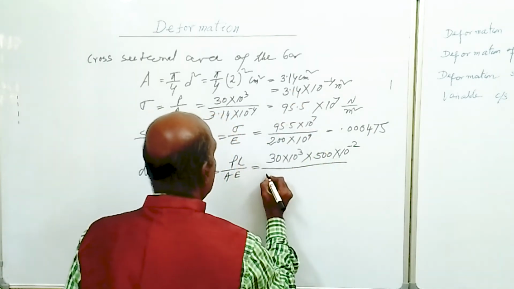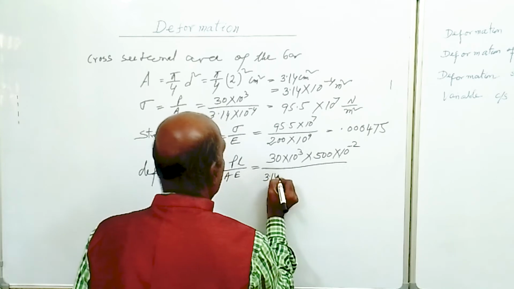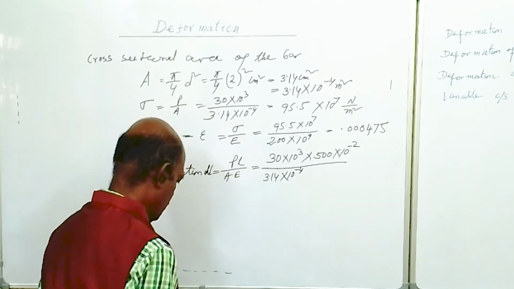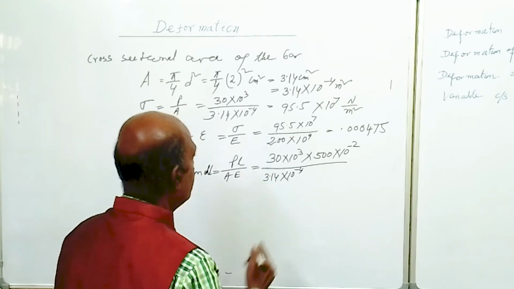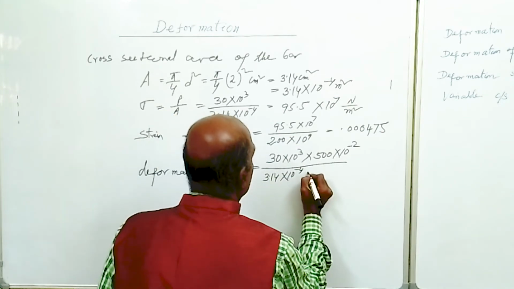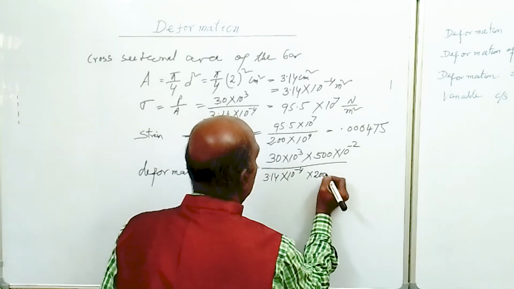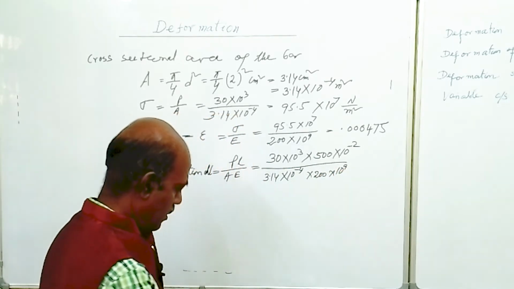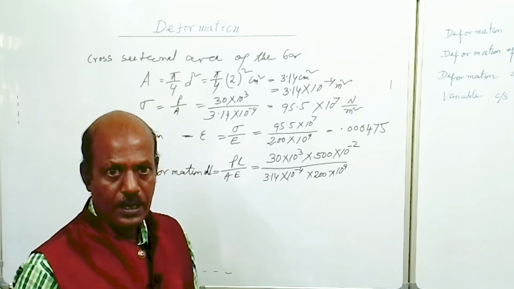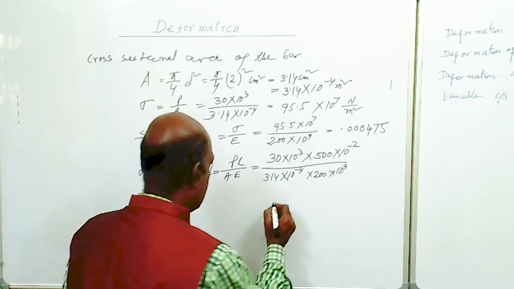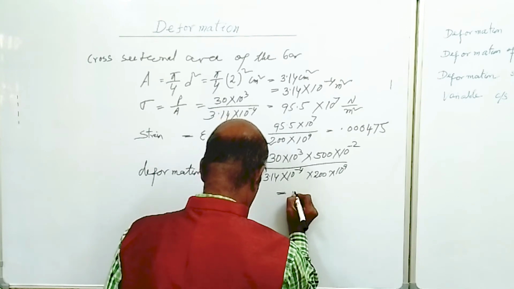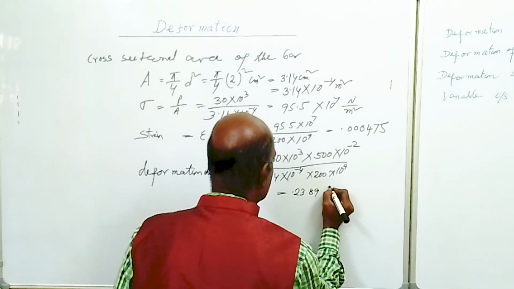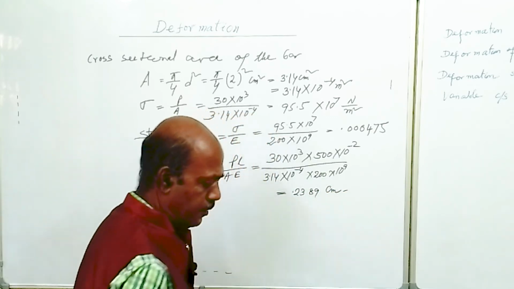we have 3.14 into 10 to the power minus 4, into E. E is 200 into 10 to the power 9 Newton per meter square. So if we put all the values, it will come 0.2389 centimeters.